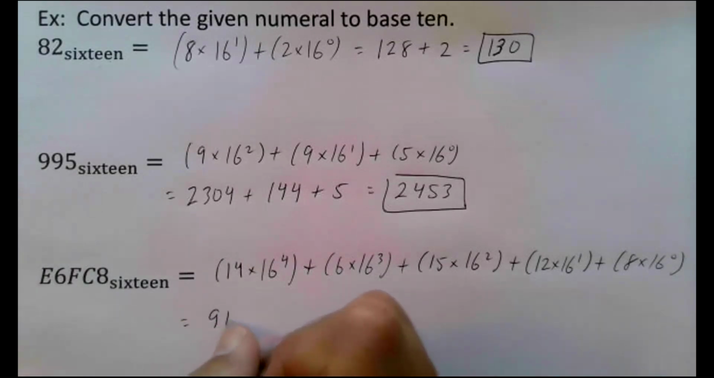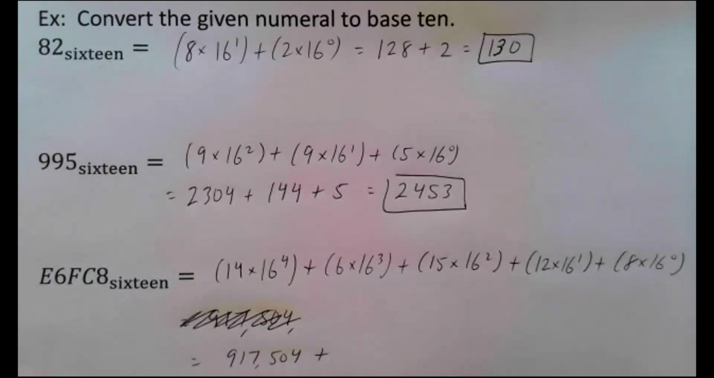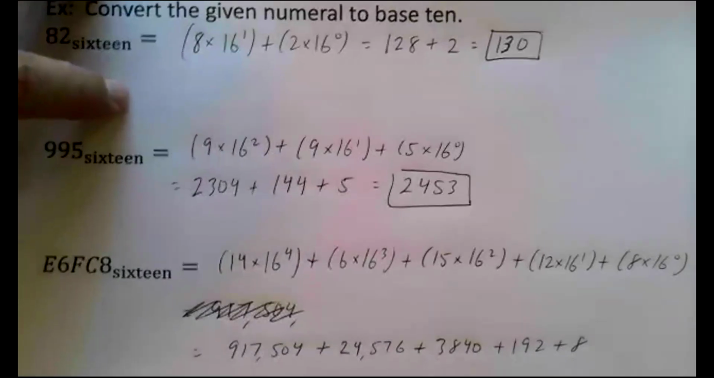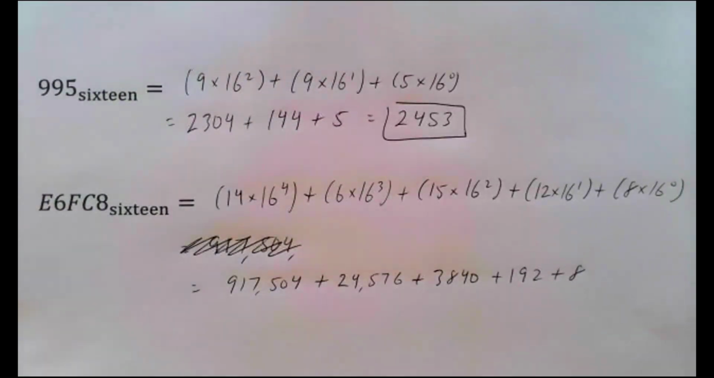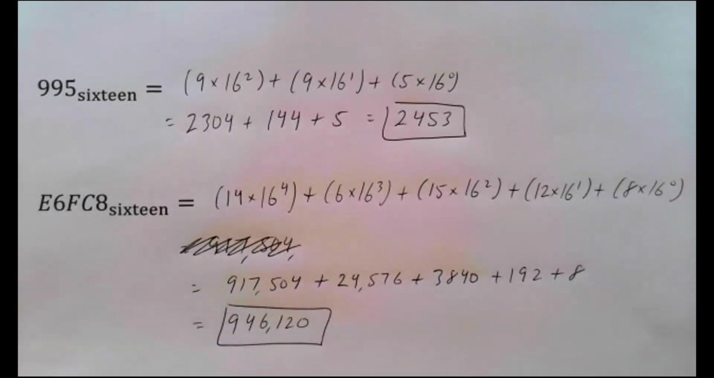917,504 plus 24,576 plus 3,840 plus 192 plus 8. And then finally, that whole thing equals 946,120. So 946,120 in the Hindu-Arabic number system would be written in base 16 as E6FD8.